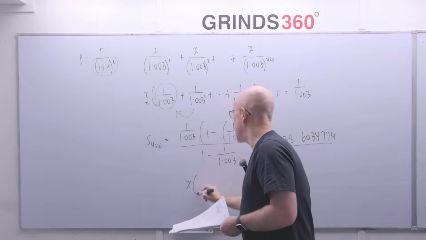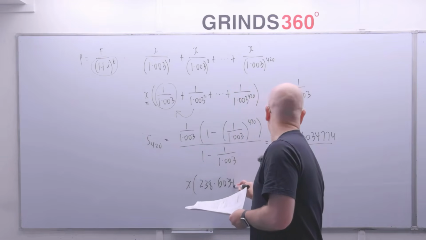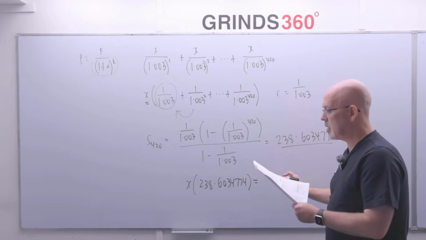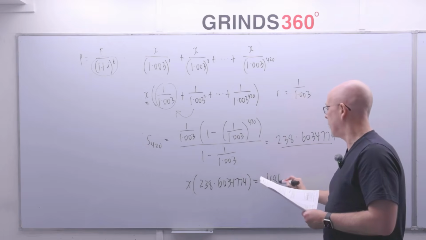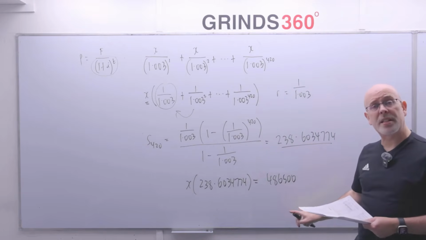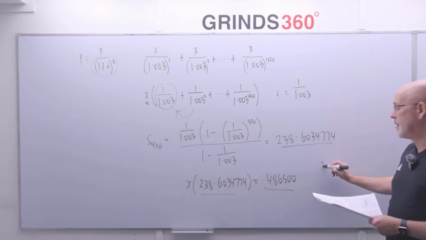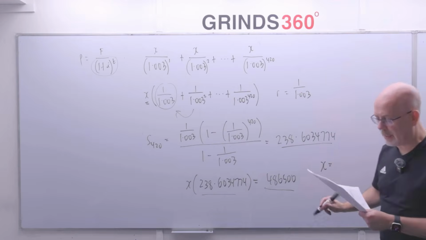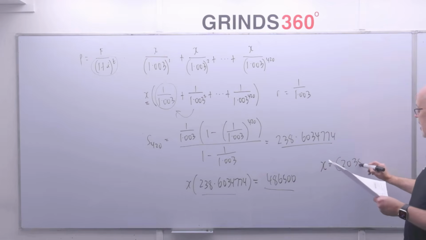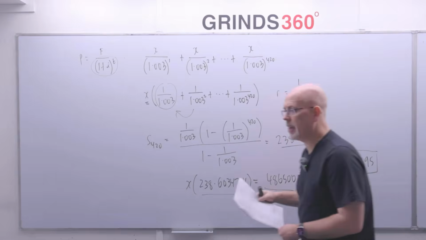So X times 238.6034774 will give me the value of the mortgage, which we're told at the start of the question is 486,500. So we don't know what the monthly payments are. We know what it has to end up being worth. So again, to find X, divide this number by that one. 486,500 divided by that number comes out at 2038.95. So that's monthly repayments of €2,038.95.